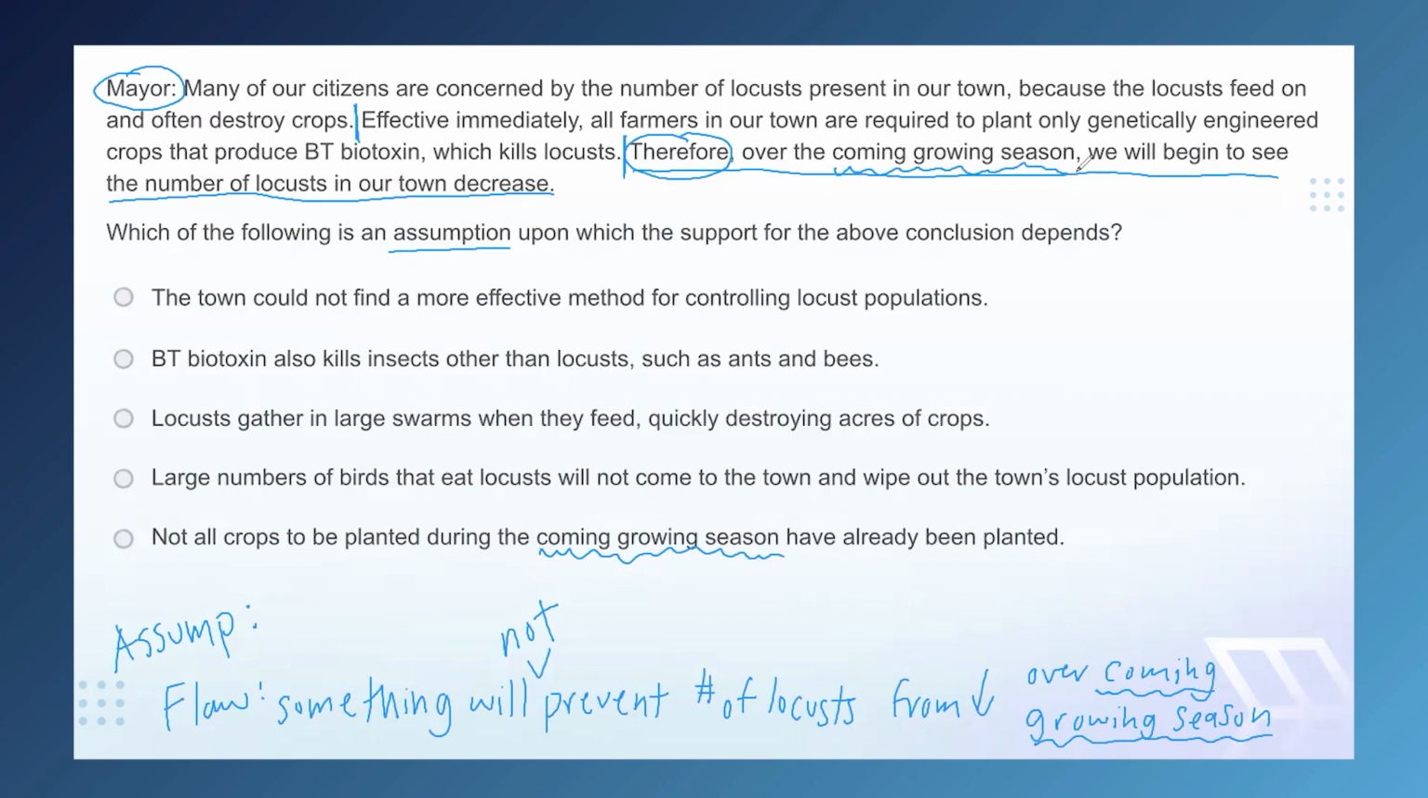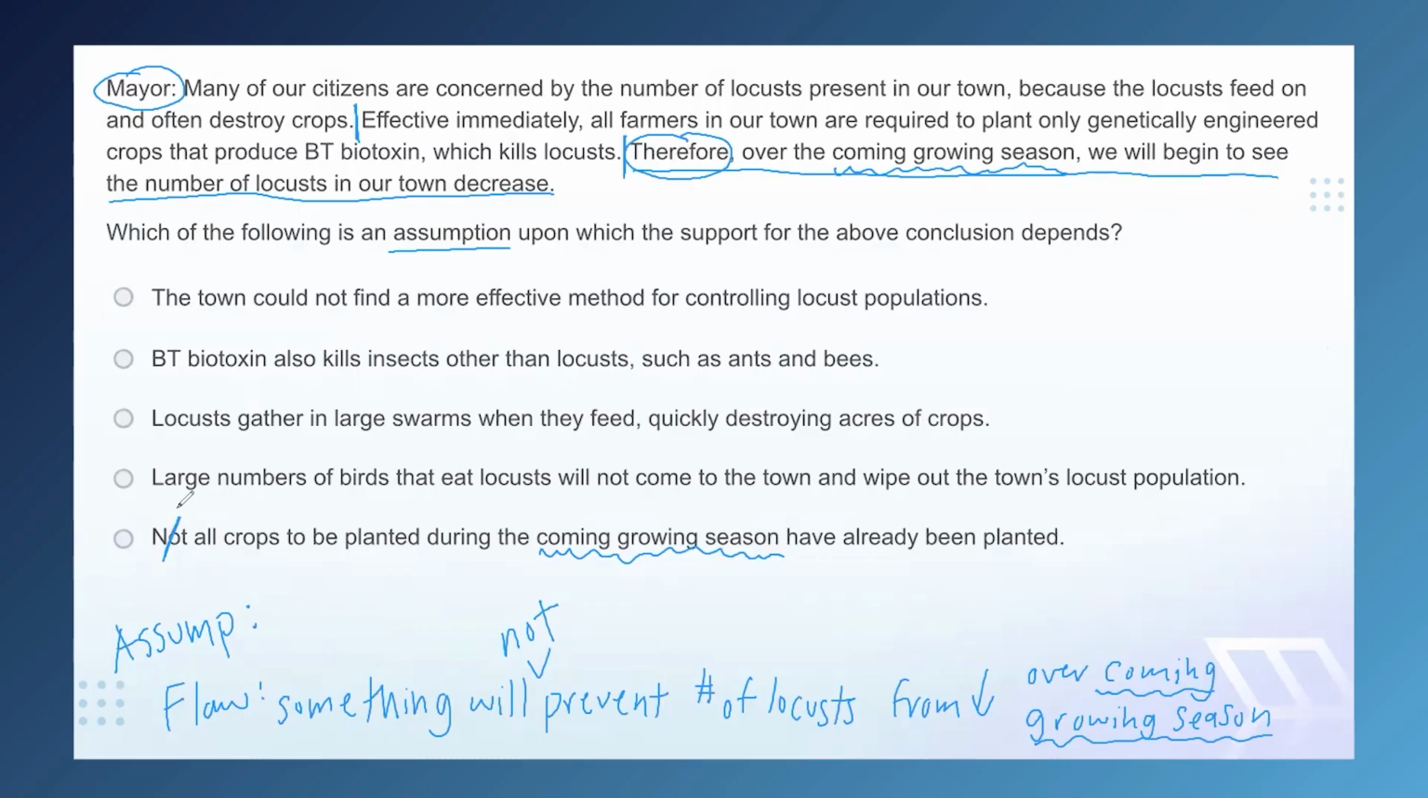Now, we didn't clock it as being particularly important when we read it, or even when we wrote it down in our conclusion, but maybe it was. Let's look at this answer choice a little more closely. Okay, not all crops to be planted during the coming growing season have already been planted. If that's hard to parse, let's go ahead and negate and see if that gives us a flaw.